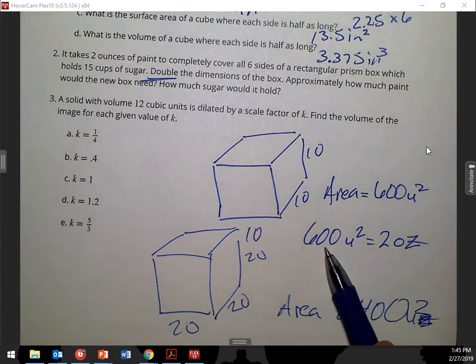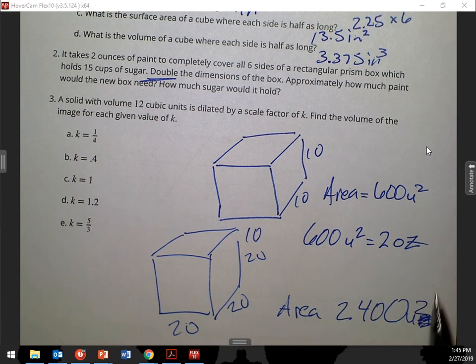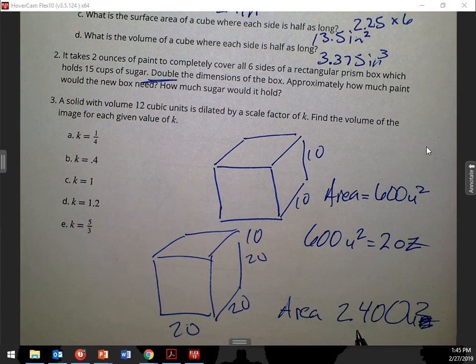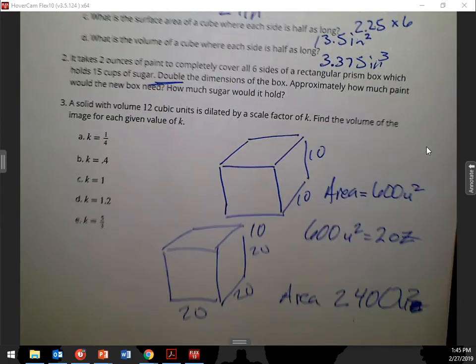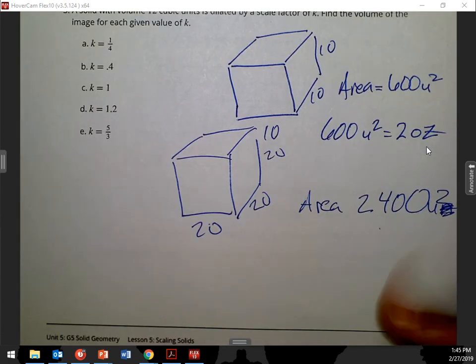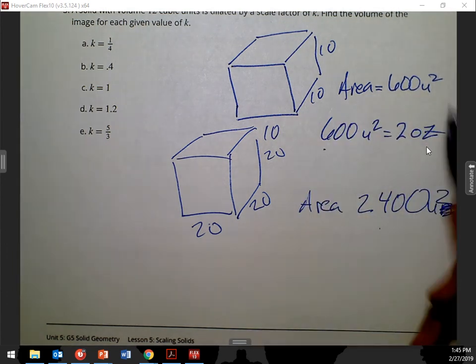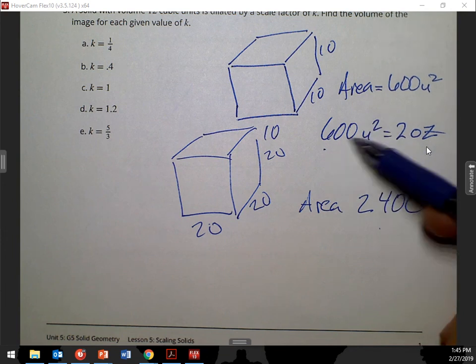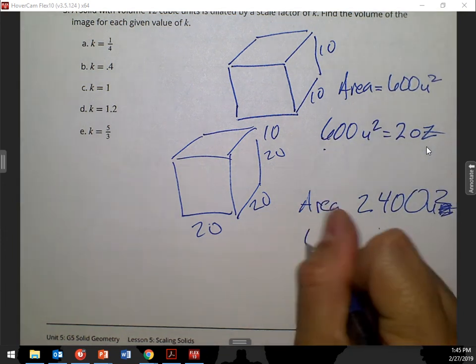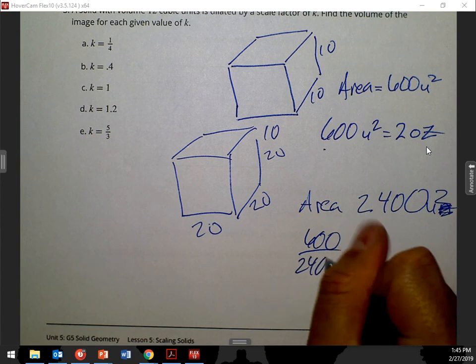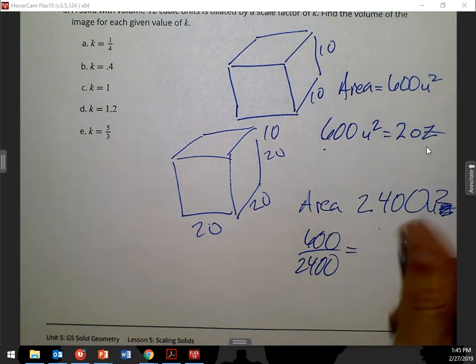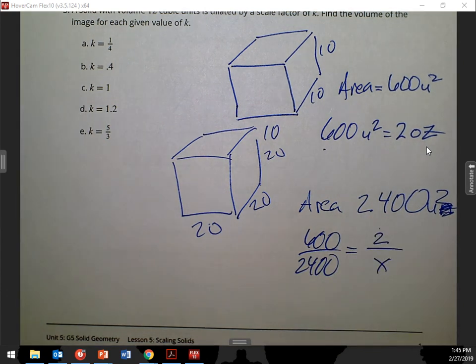Okay, so now, if 600 takes 2 ounces, 2,400 is going to be how many? 6 ounces. 200, so I could even set it up as a ratio. Okay, but I know you guys can figure this one out. So it's units squared, so it's going to be 600 over 2,400, right? Is equal to 2 over, I don't know yet.